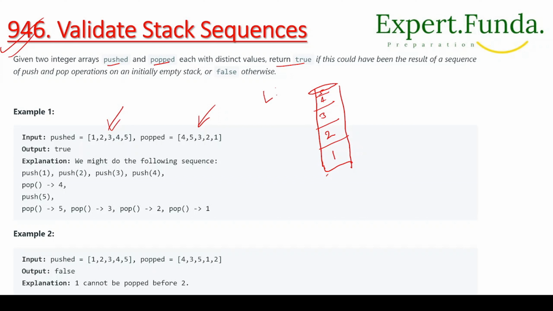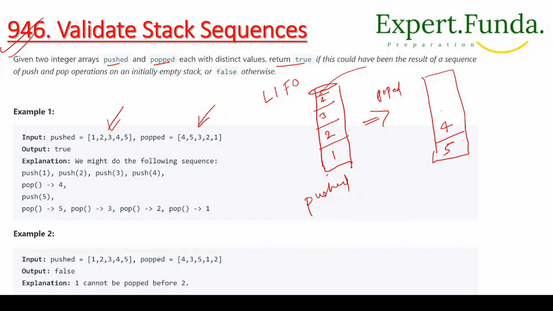So the last element we have entered here is 5. While pushing, the entries are 1 2 3 4 5, and if you do the pop, what comes first is the last in, first out. So we'll get 5 4 3 2 1 in the popped array. If you perform the operations, first comes 5, then 4, then 3, then 2, and then 1. This is the way the pushed and popped elements would come.